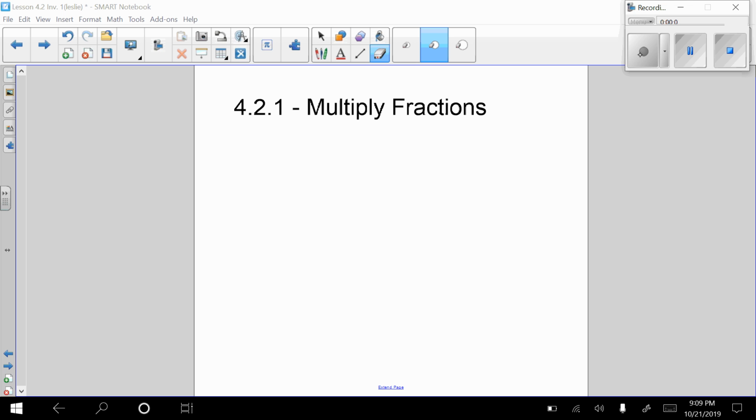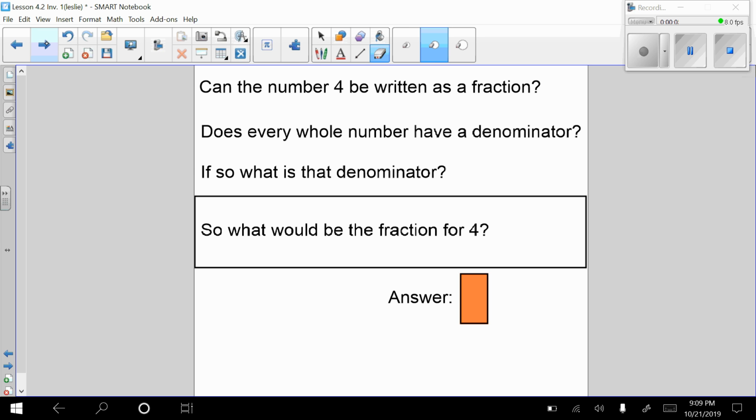On part 4.2.1, multiplying fractions. Remember, the number 4 can be written as a fraction. How do I write a whole number as a fraction? Well, every whole number can have a denominator. So what would the denominator be? If I wanted to write 4 as a fraction, I would just put it over 1.